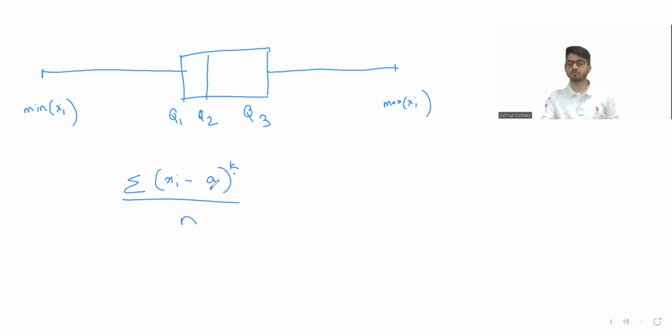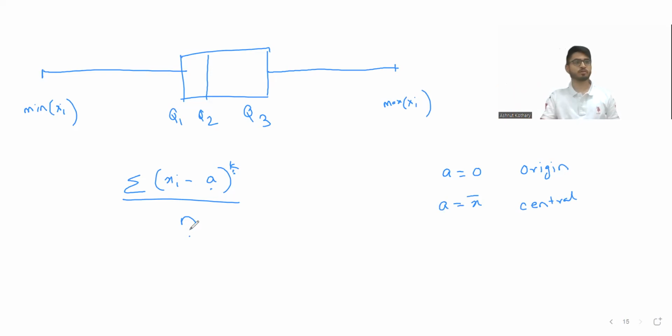Now for specific values of A, we have different terms. If A is 0, then the moments which you are calculating are about the origin. So if A is 0, then what I have is summation xi to the power k by n. If k is 1, it is the first moment about origin. If k is 2, second moment about origin, and so on. If A is the mean, that is x bar, it is referred to as central. So if k is 2 and A is x bar, that is the second central moment, which is nothing but my variance.